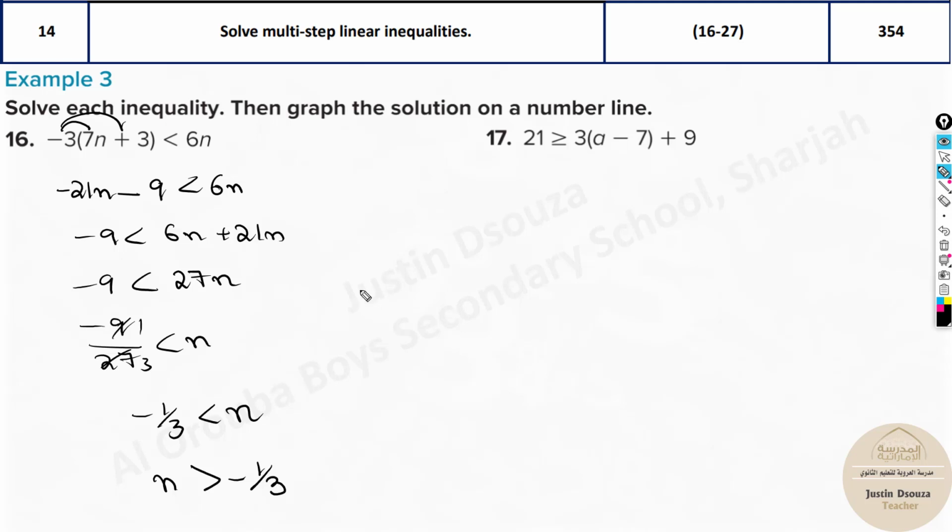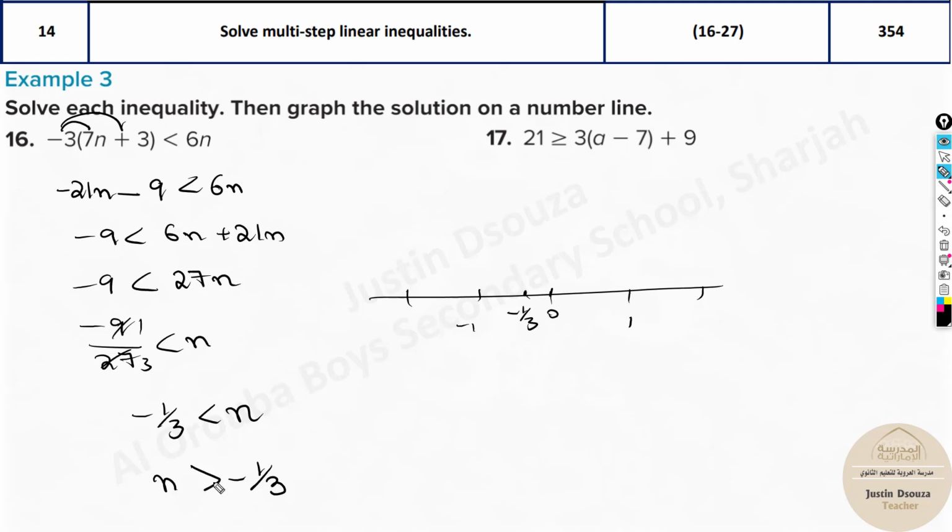That's it. Now, how do we do it on the number line? Just draw a number line here. Say this is 0, 1, 2. This is minus 1, minus 2, and so on. Minus 1, 1. Negative 1/3 is 0.333. If you split this into 3, this would be the answer, minus 1/3. That's it. That would be the number line.